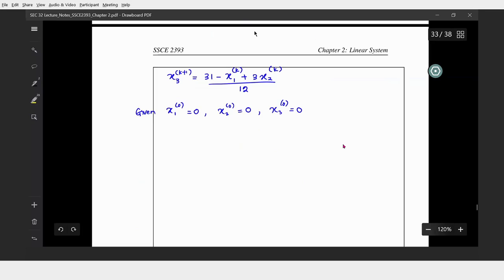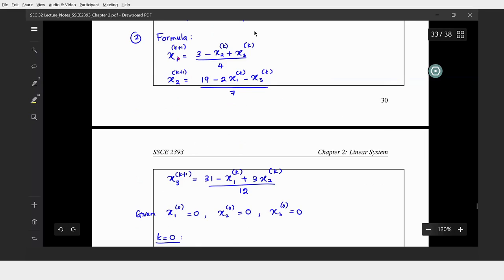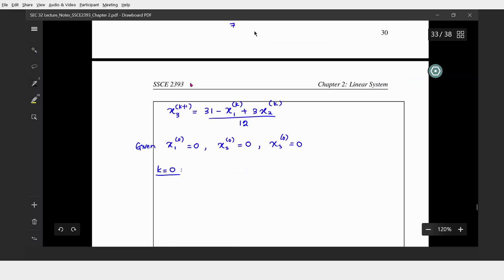Now we start with the iteration, the calculation process. I'm going to show you first the manual calculation. Always start with k equal to 0. When k equal to 0, if we refer to the equation for x1, at the left hand side you are going to have x1 superscript 1, because k equal to 0.